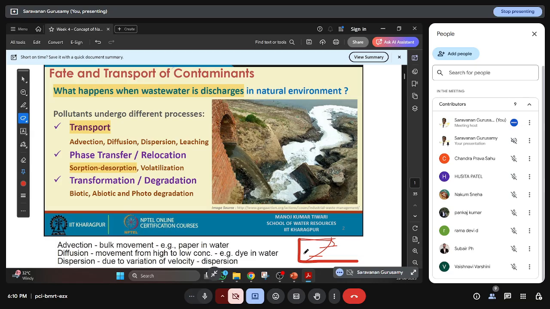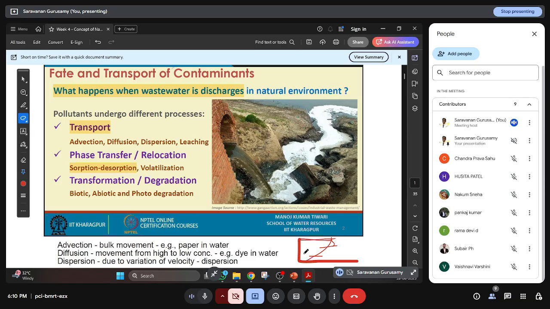Then phase transfer is relocation of the waste, like sorption or desorption. Whenever you have a small particle in the river, the pollutant will be absorbed into small particles like sand or charcoal, or it will get desorbed from the material into the water. That is called sorption and desorption, adsorption or absorption.